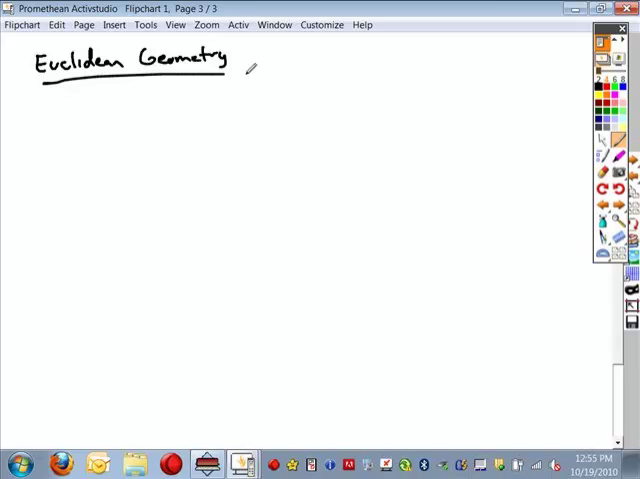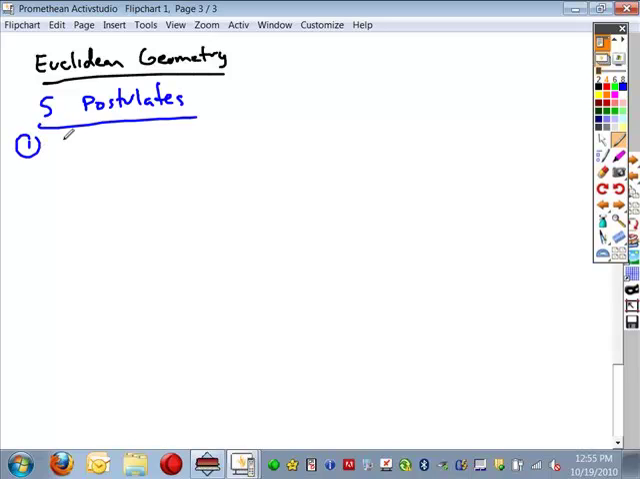These five relationships, along with the definitions and the common notions, are the basis for all relationships that are proven in geometry. Okay, but there are five postulates. You need to know these postulates, and you need to know the order of them, 1, 2, 3, 4, 5.